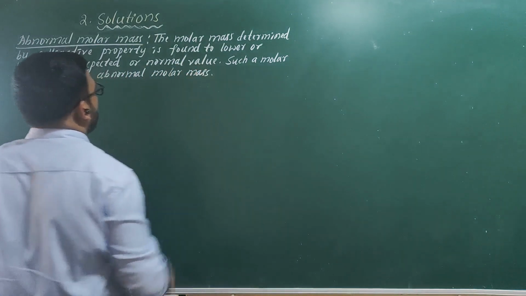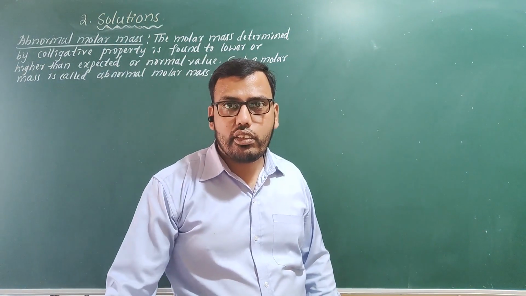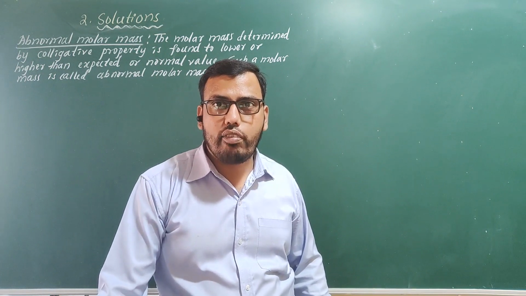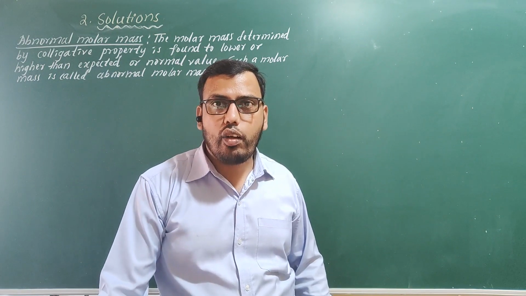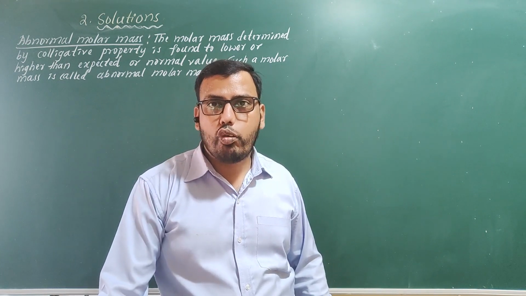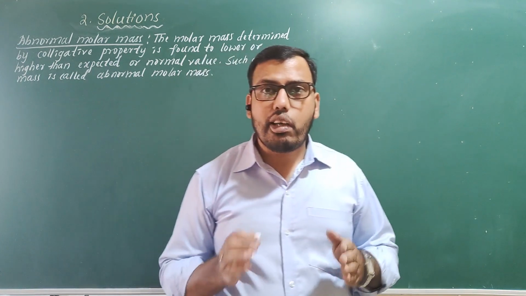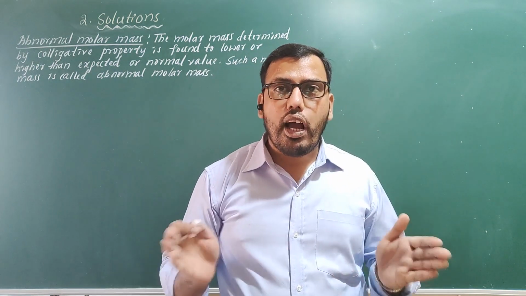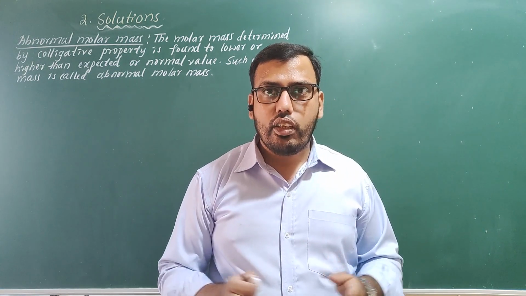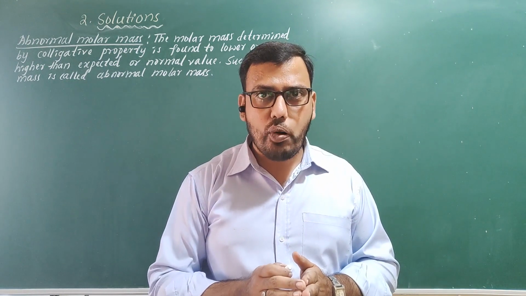Abnormal molar mass. So dear students, why is there a change? Why will the molar mass determined by colligative property be either higher or lower than its normal value? It is because in solution some of the solutes undergo association. So sometimes two molecules become one molecule because of hydrogen bonding.